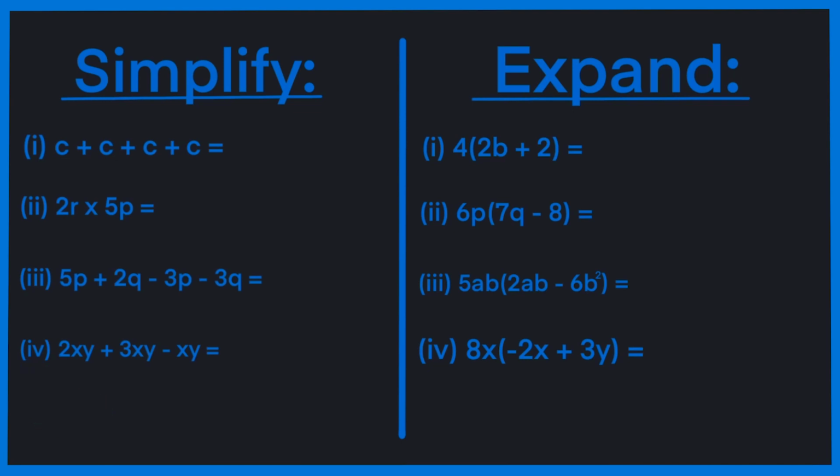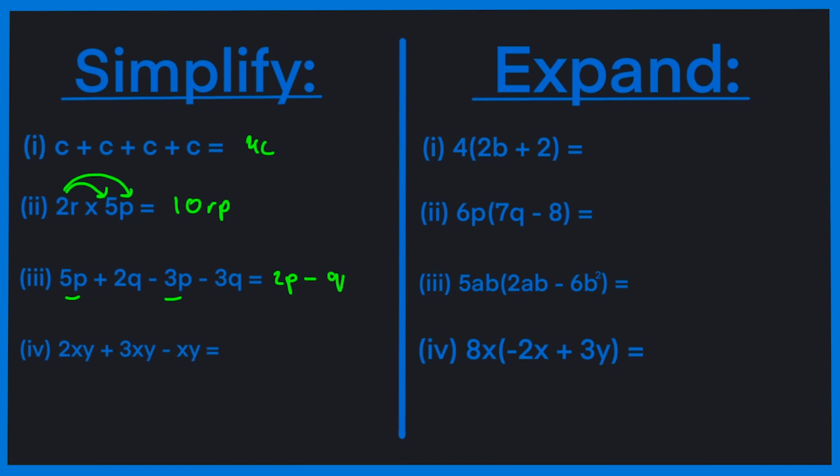We have just c plus c plus c plus c, which is simply going to be 4c. 2r times 5p, well, we can just multiply the 2 and the 5 first, then the r and the p. So we have 2 times 5 is 10, r times p is rp. Alright, so for the third one, we have 5p plus 2q minus 3p minus 3q. We look at the like terms. So 5p minus 3p is 2p, and 2q minus 3q is minus q, since 2 minus 3 is minus 1.